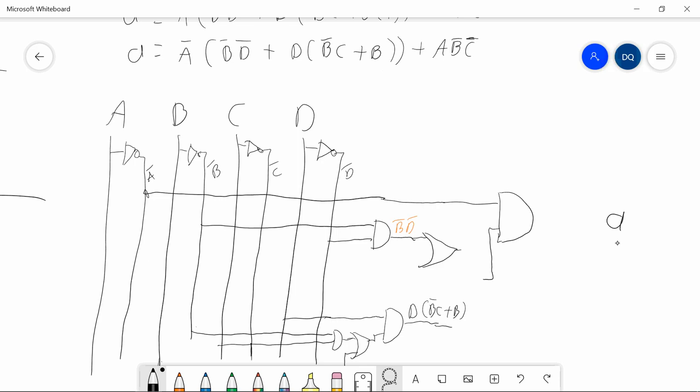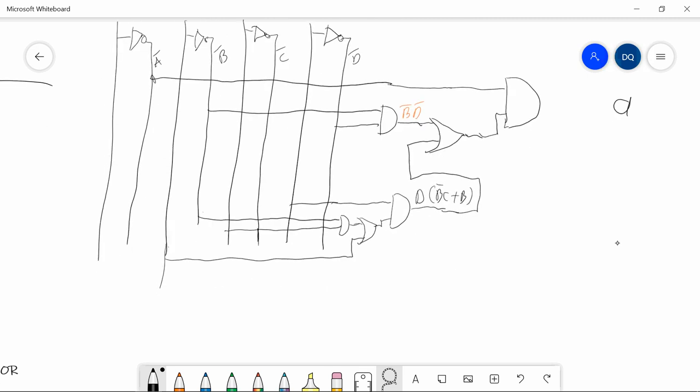And I need that or not B and not D, which is here. So I'll run this wire there. So this is now not B and not D, or D and not B and C or B. And that gets ANDed with not A. So that wire doesn't need to drop down there. You just run it across. Or I need A and not B and not C. So that'll be easier. This is A. And this is not B. That's A and not B. And this is not C.